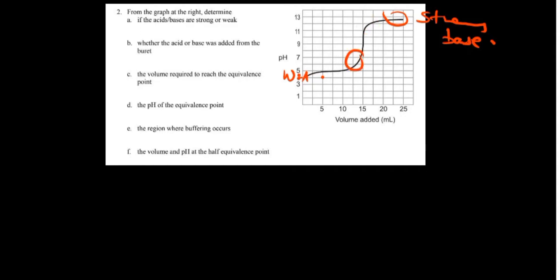So this is a reaction between... Looking at where we are ending is a strong base. So obviously we had a weak acid. Okay, that's what we can say for this question. So we had a strong base and then a weak acid. Even looking at the pH, we're able to make a decision there.